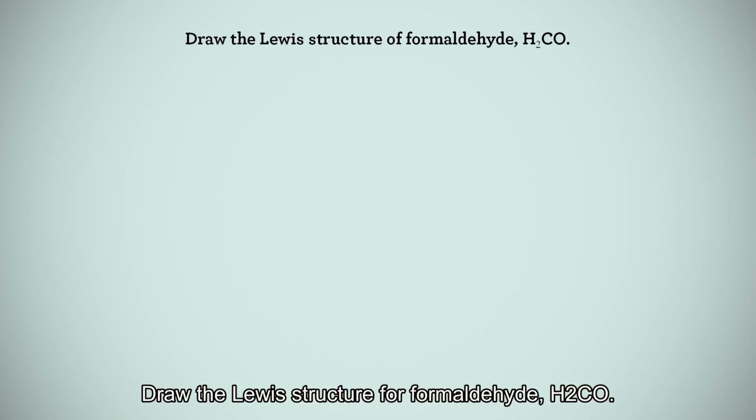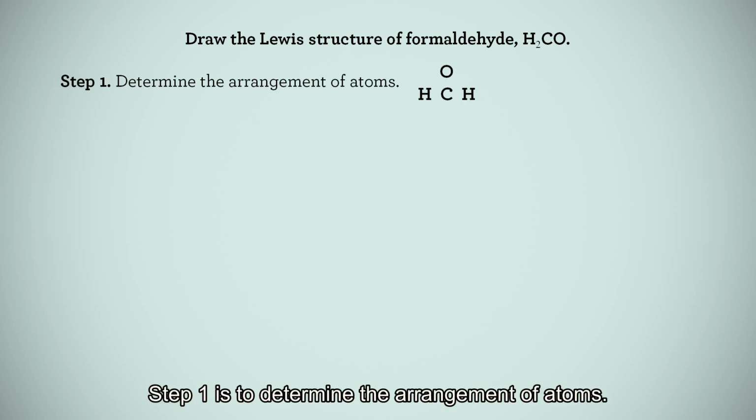Let's try one more example of drawing a Lewis structure. Draw the Lewis structure for formaldehyde, H2CO. Step 1 is to determine the arrangement of atoms. For formaldehyde, carbon is the central atom.